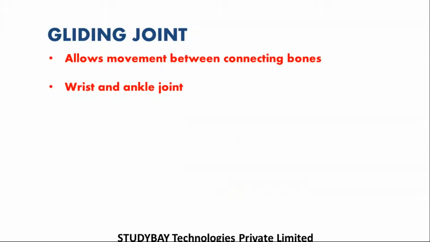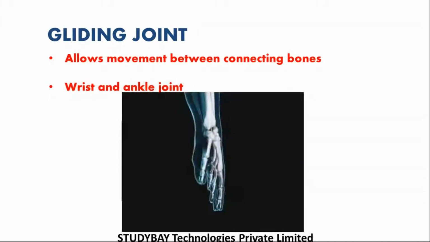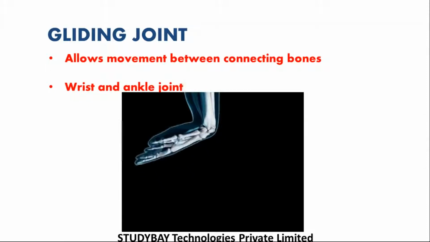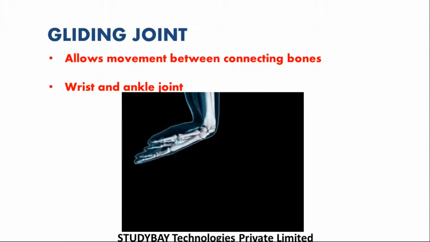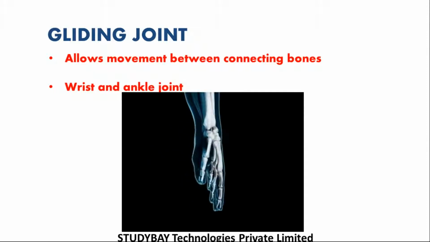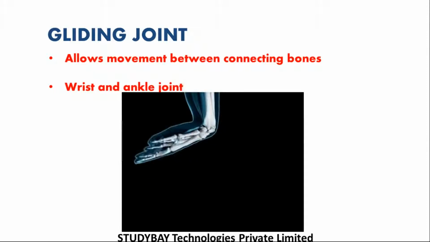Then we have a gliding joint. This gliding joint allows movement between connecting bones. And the example over here is the wrist and ankle joint. You can see here how the wrist and ankle with this joint are moving in such a manner that they can reach only up to a certain level.